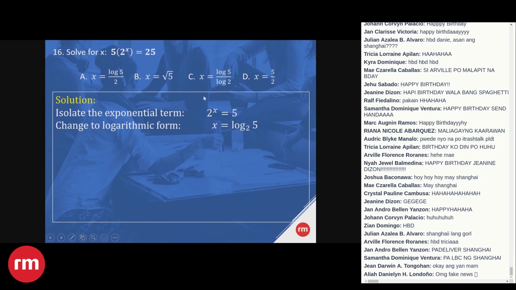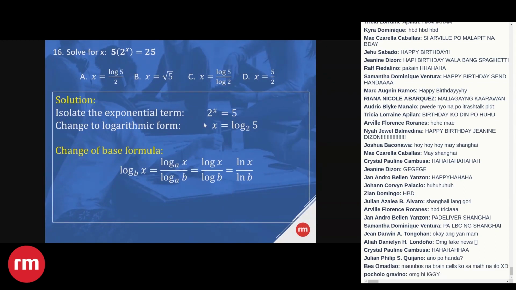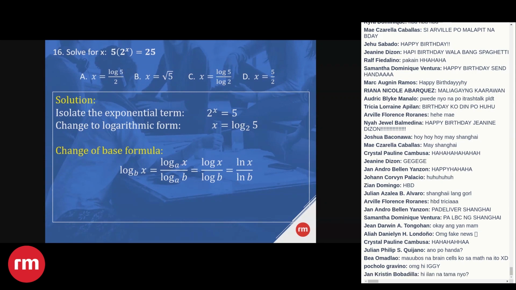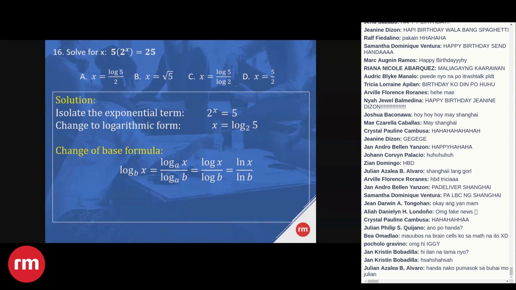So what we can do is to use the concept of change of base. So ito yung change of base formula. That means, if you want to change from one base to any other base, you just use this change of base formula. So for example, galing ka sa base B, gusto mong pumunta sa base A. Ang pwede mong gawin, just get the ratio of the logarithm of the argument to the new base and the logarithm of b, the old base, to the new base a.